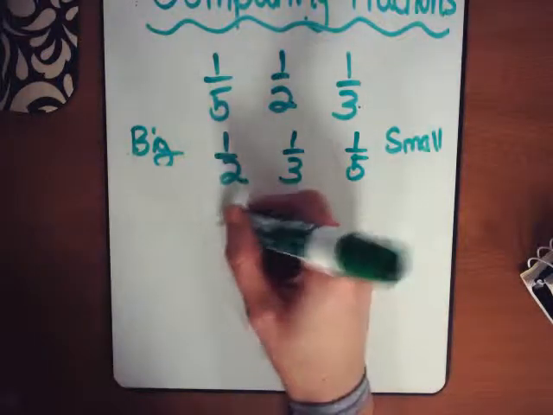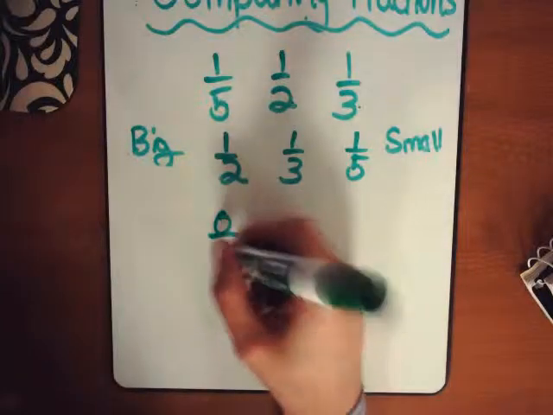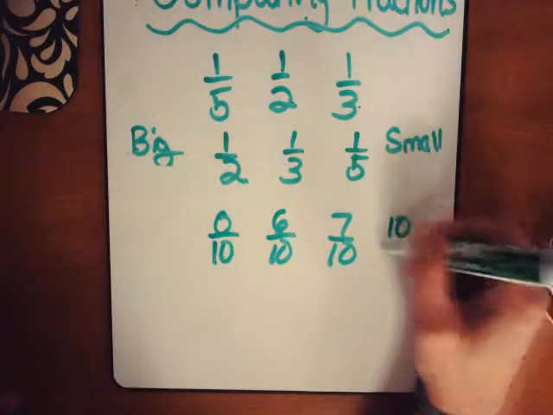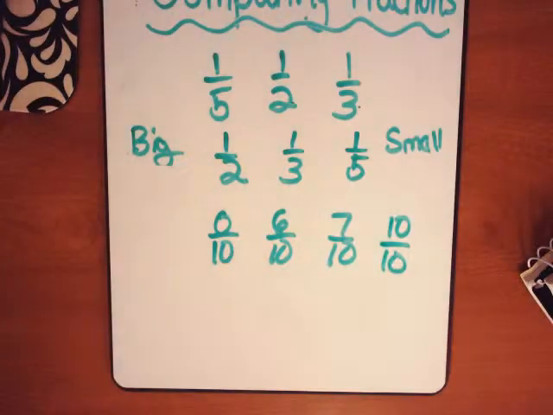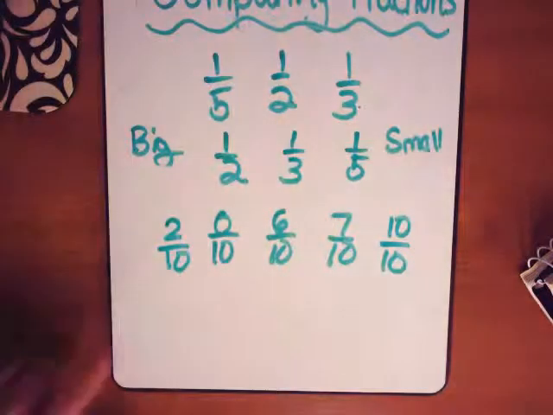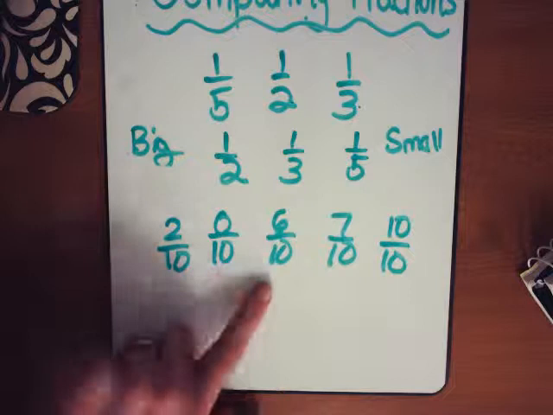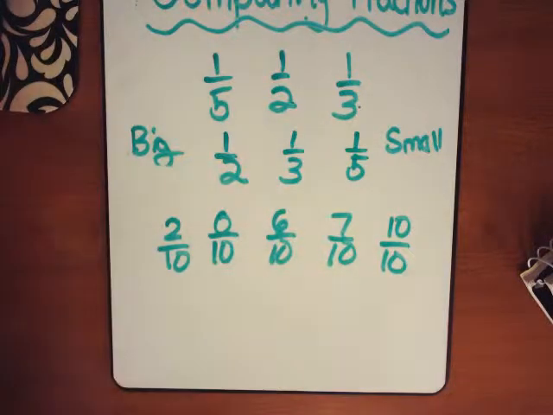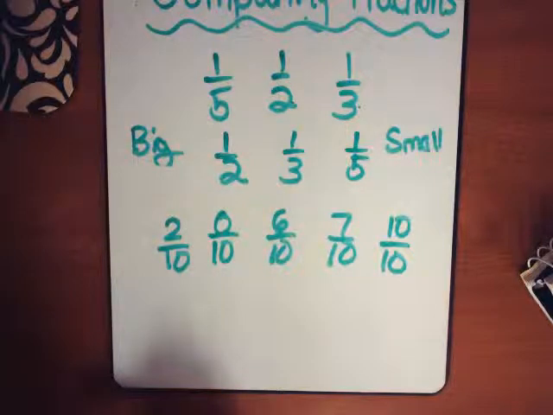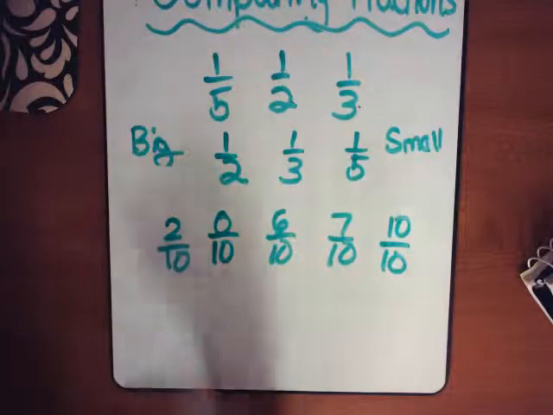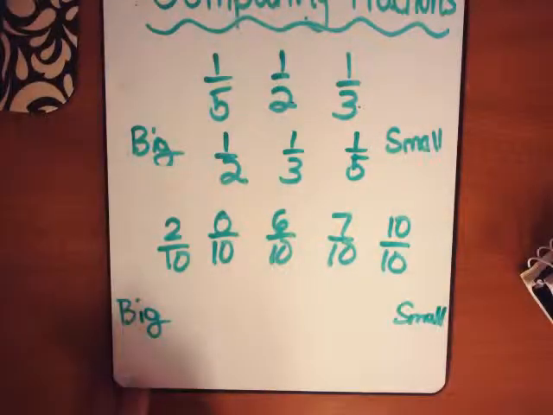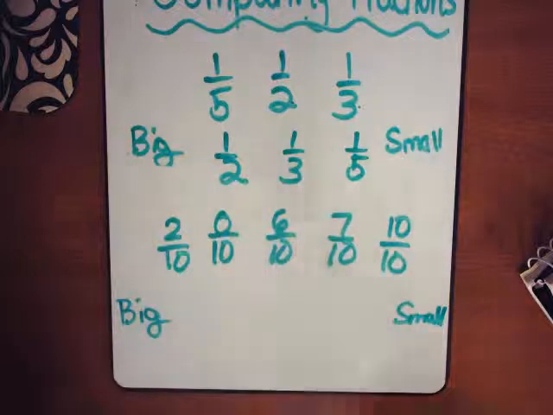Similarly, when we've got like denominators but different numerators, it's easy too. So let's go ahead and write these fractions. We've got 2/10, 0/10, 6/10, 7/10, and 10/10. The denominator is the same, so each size piece is the same. To put them in order from biggest to smallest, we just need to choose the largest number of pieces.